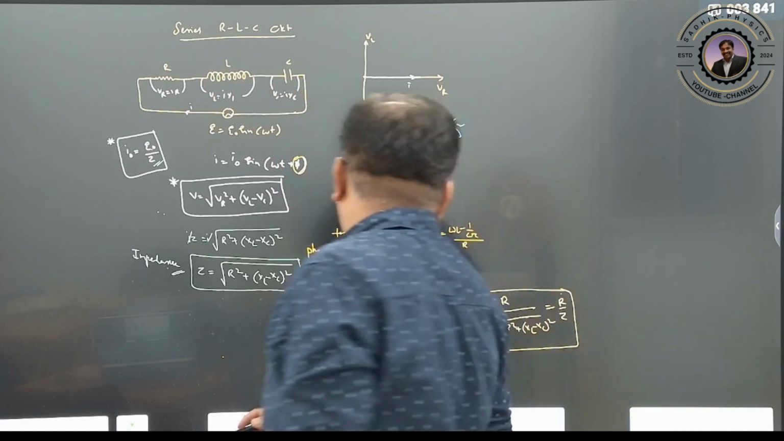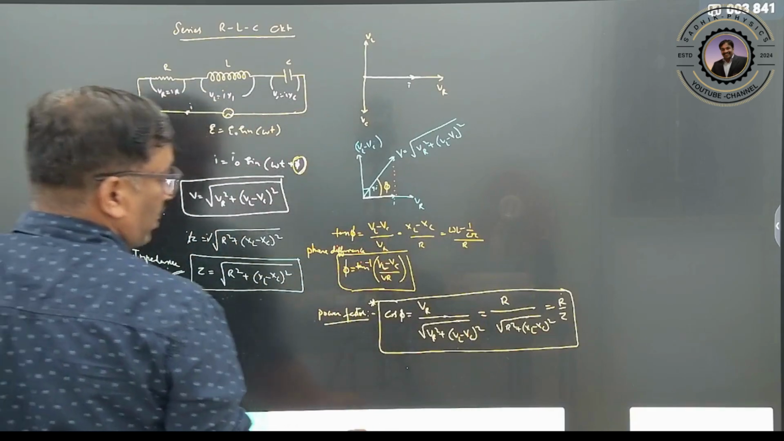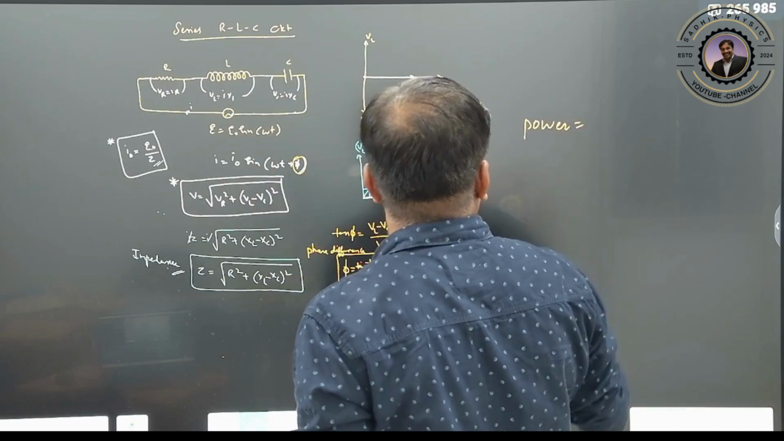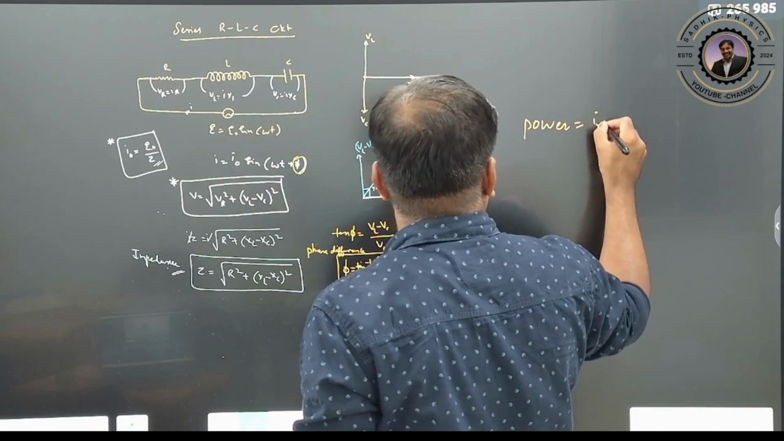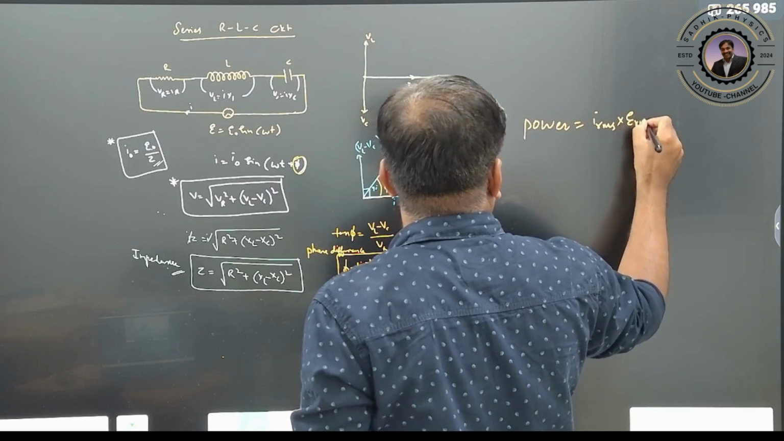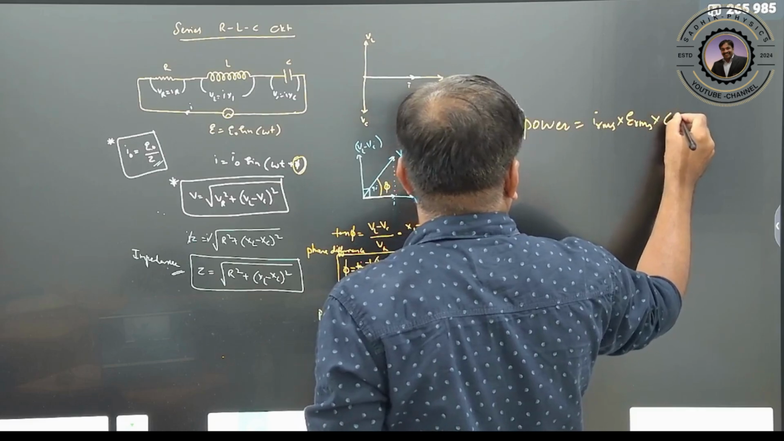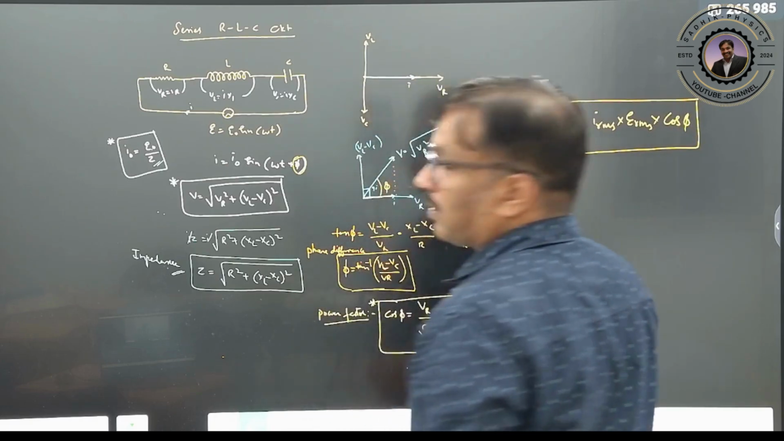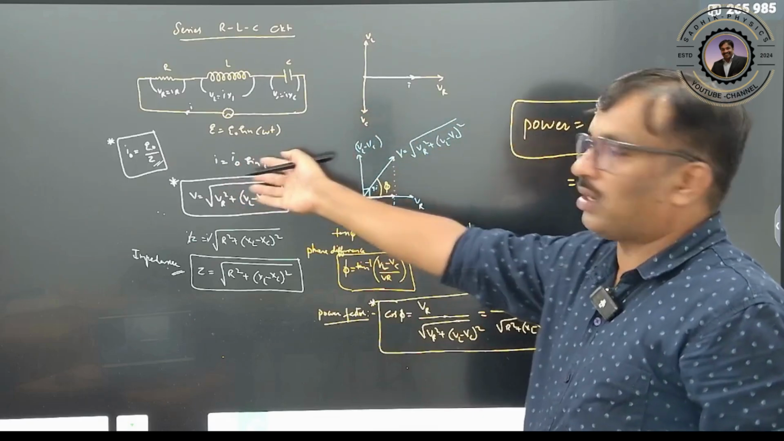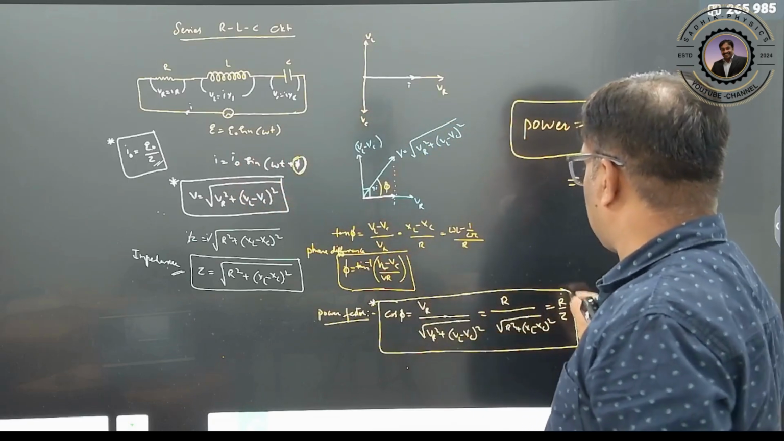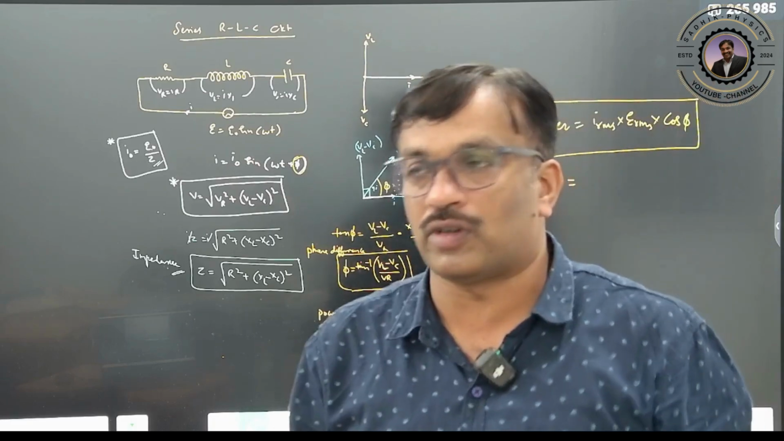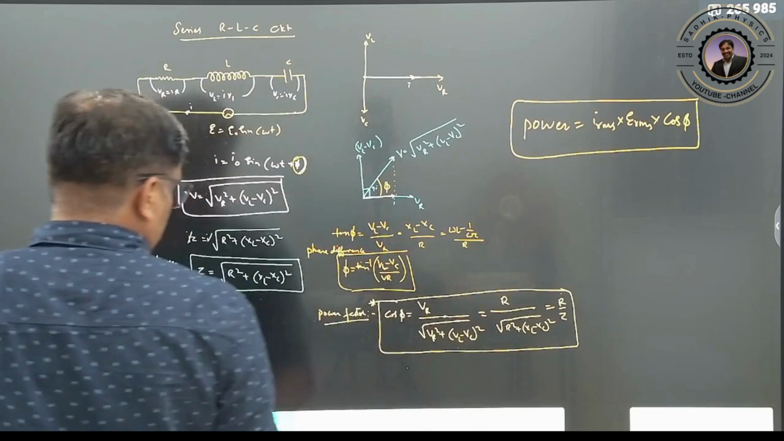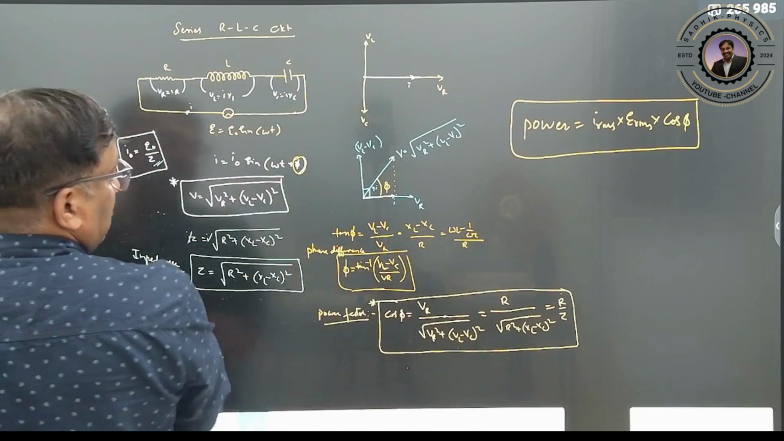Right? So after calculating this, the power dissipated, you can calculate using the power factor. Power is IRMS into ERMS into cos phi. IRMS you know, or half of I naught into E naught, into cos phi, where cos phi is R by Z. You can calculate how much power will be dissipated in this circuit. Clear? So this is the power factor, and this is your phase difference.